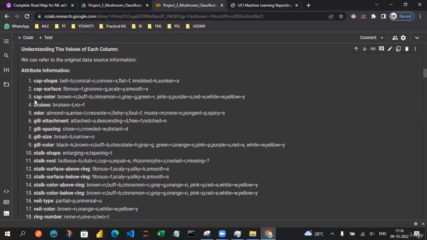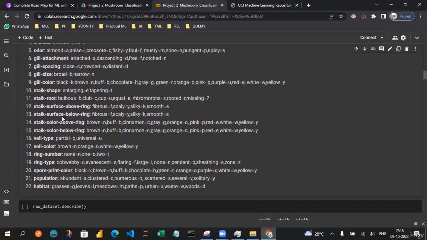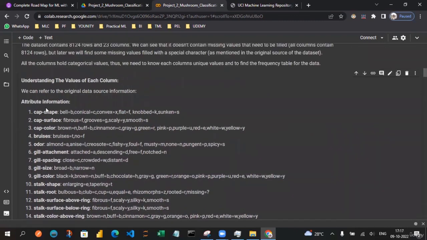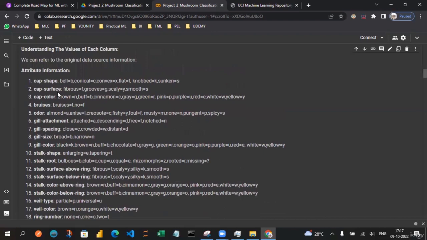So cap color, cap surface, cap shape, bruises, and gill attachment, gill spacing, gill size. So depending on that, you can see these kinds of terminologies and try to understand them. You can read this out so that you are able to get some information by using the features we are going to apply to find out which mushroom it is.